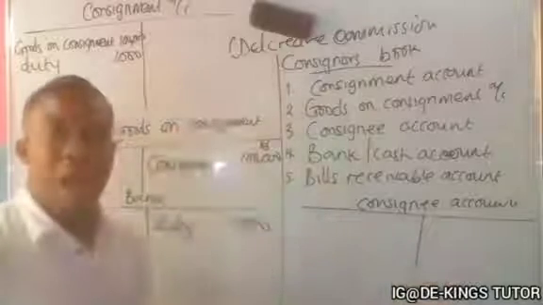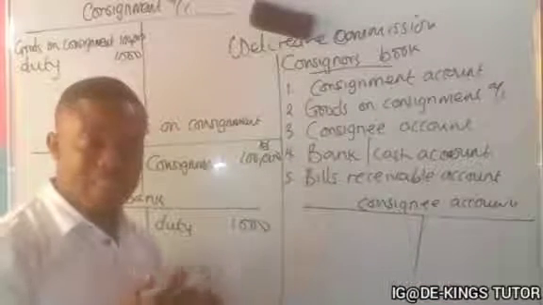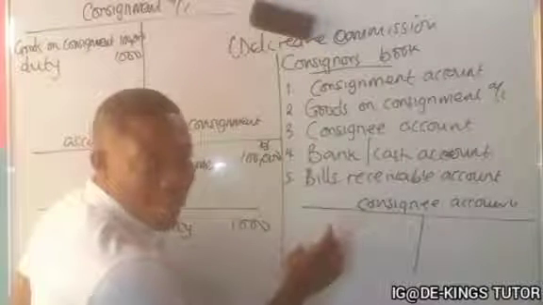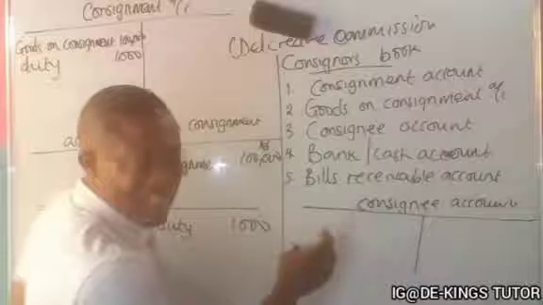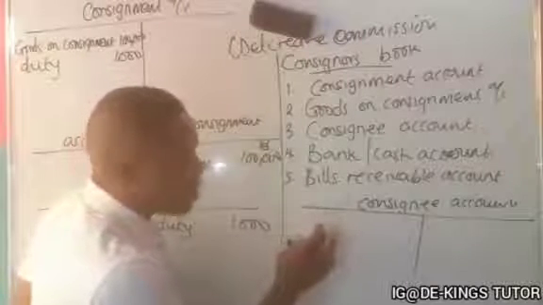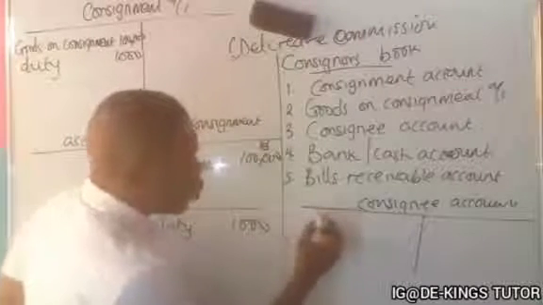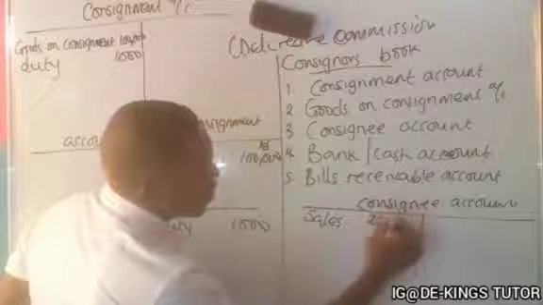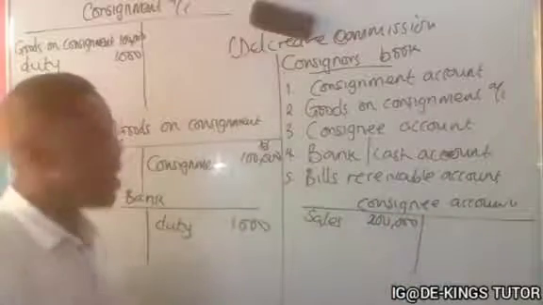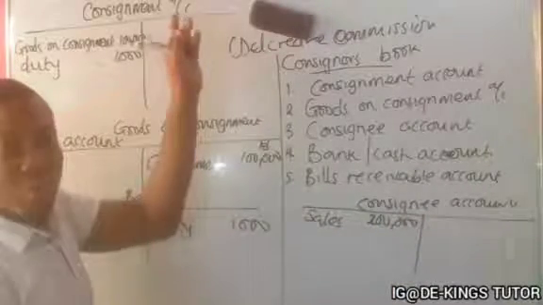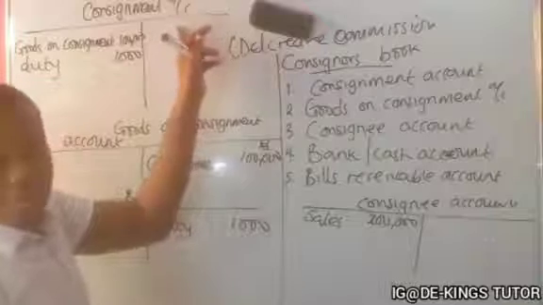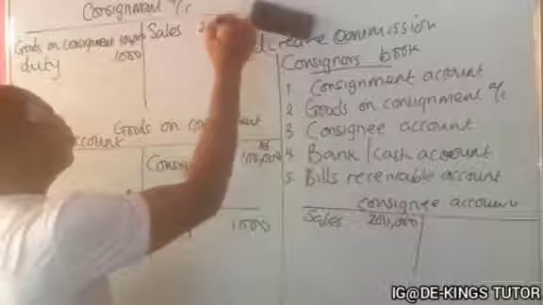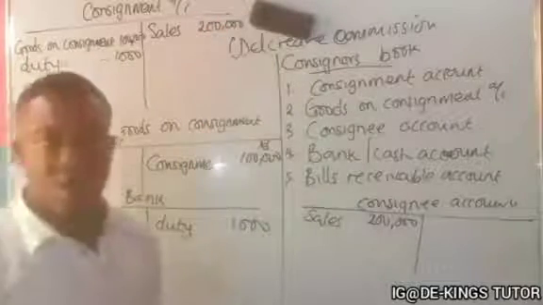Now, when sales is made and he has received the account sales, it should be debited to the consignee account. Because he's the one sending it, and once he has made sales, it's supposed to be debited to his account. So we'll write sales, if it is 200,000, while the corresponding entry goes to the credit side of the consignment account in terms of sales. So we'll have sales 200,000. That is when sales is made.